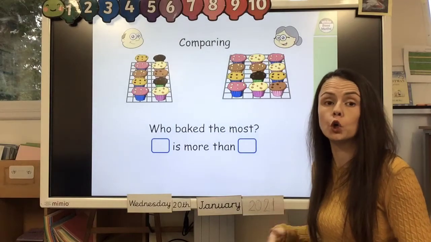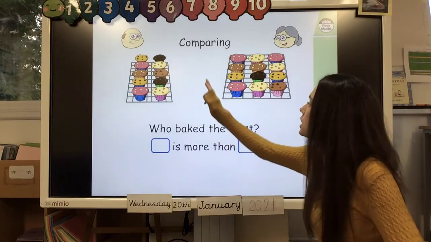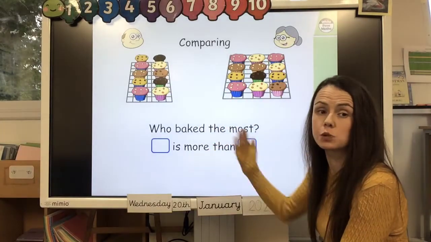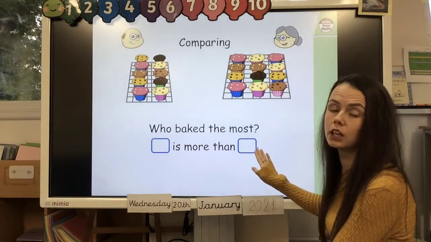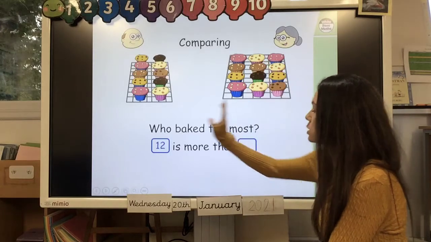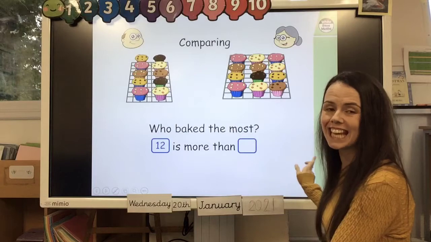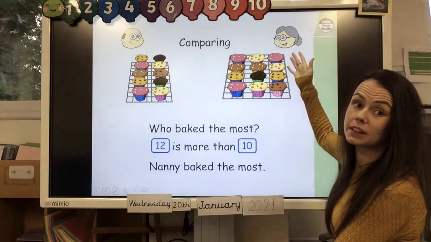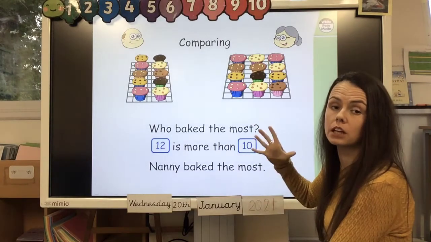So now, who baked the most? Again, we have got 10 and 12, but our sentence has switched. Now it says something is more than something. Which number is the most? 12, well done. So 12 is more than 10, well done. Which means that Nanny baked the most amount of cakes because her number is bigger. Good work.